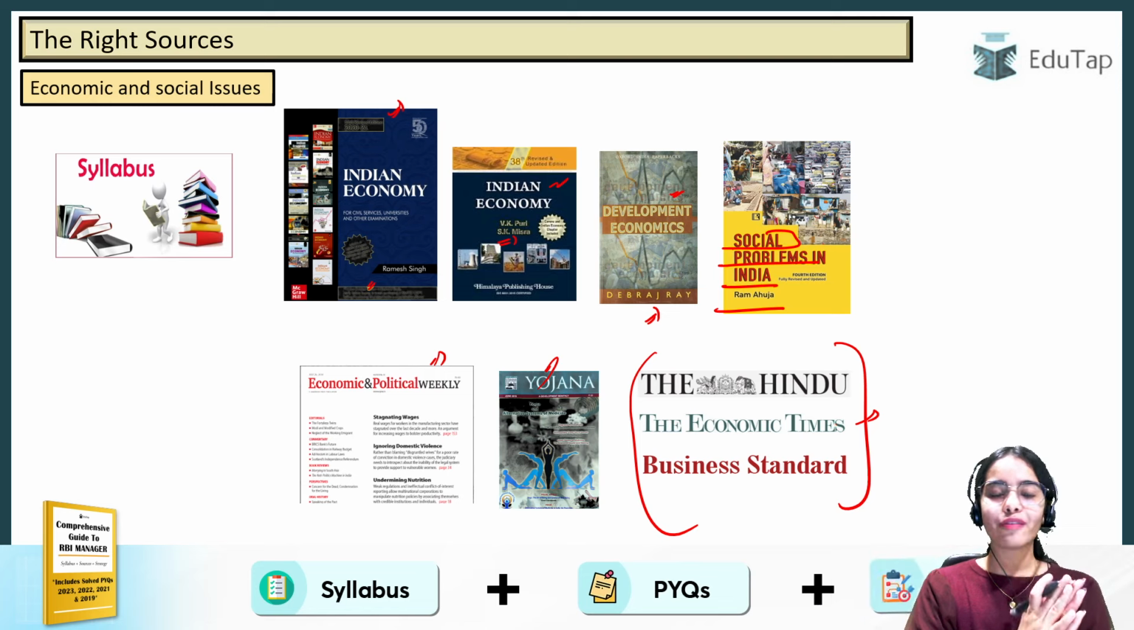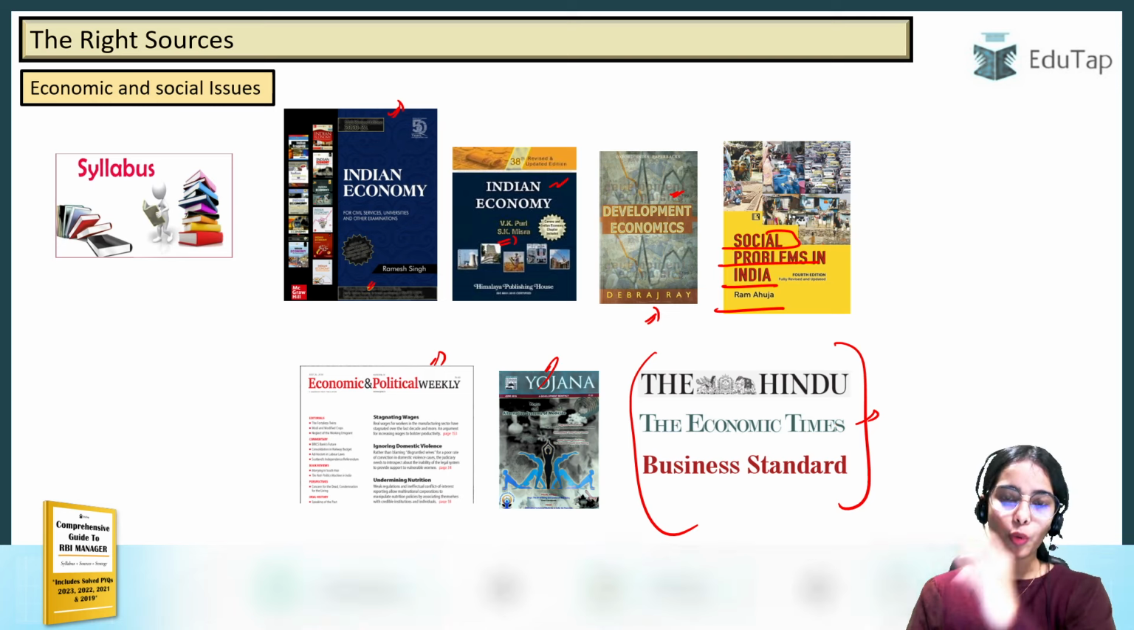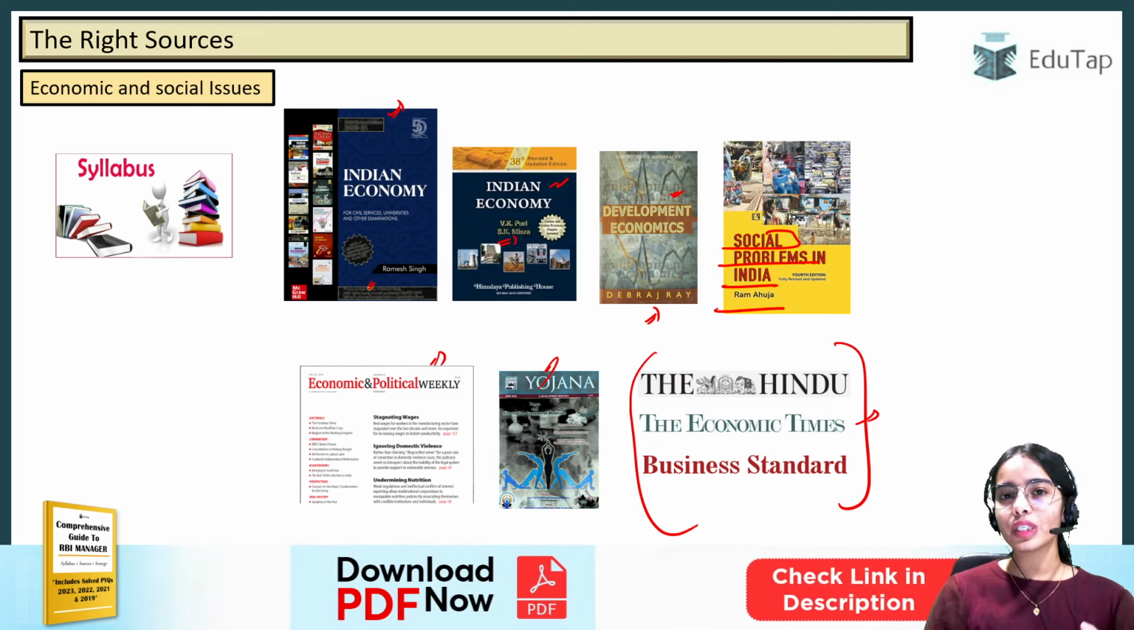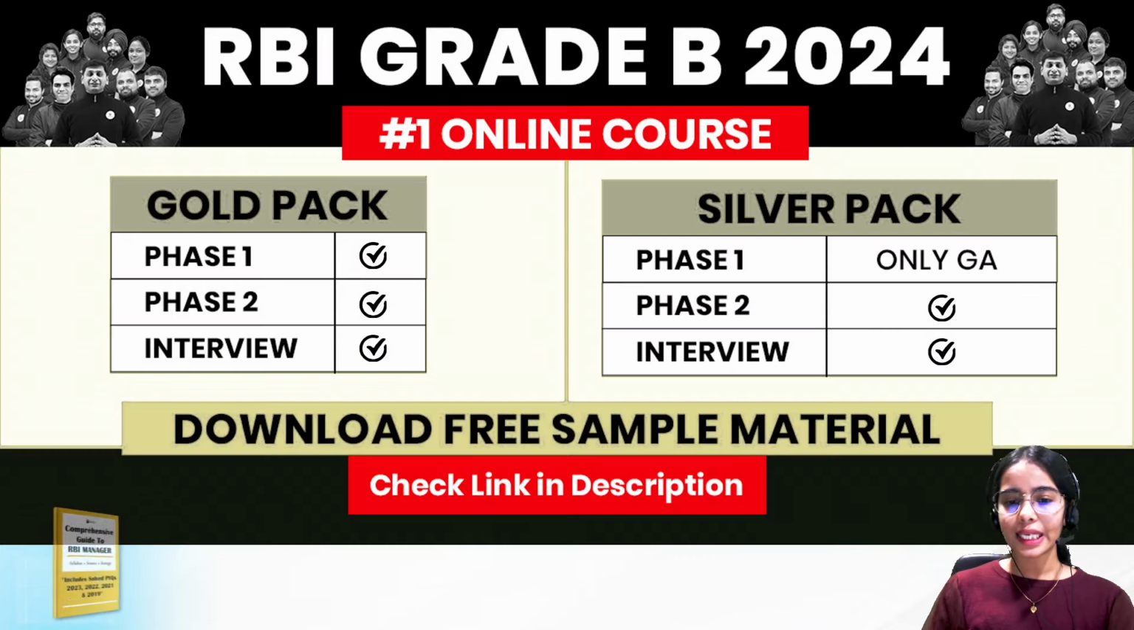See, you do not have to read cover to cover. Just follow the syllabus, the points and the chapters that are given in the book. But if you think that this is too time consuming, then do not worry.